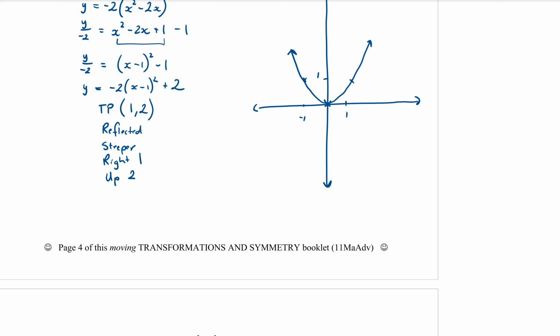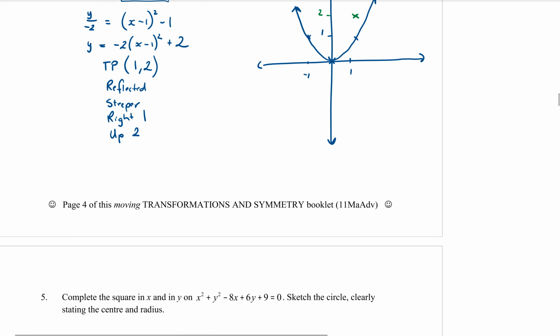So I can plot my turning point, which is at 1, 2, and I know it's going to be coming concave down back towards that x-axis, but I need to find out where it's going to intersect. So I'm going to have to sub in when x is 0 and when y is 0.